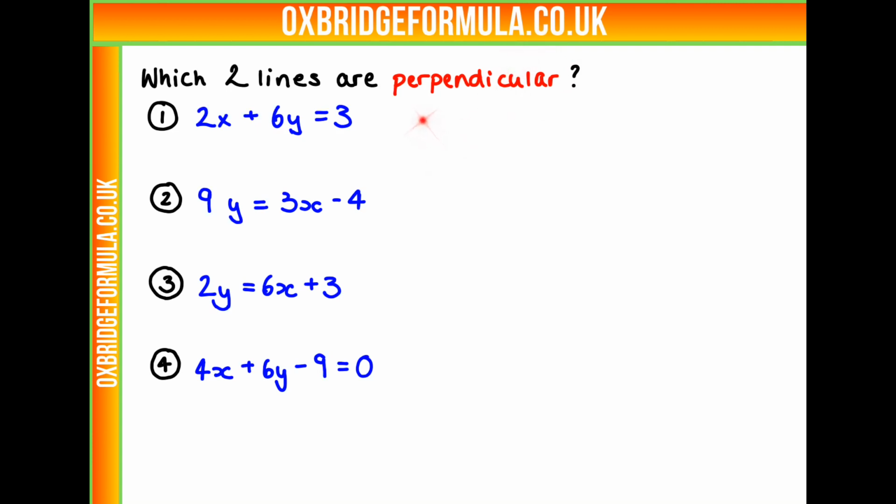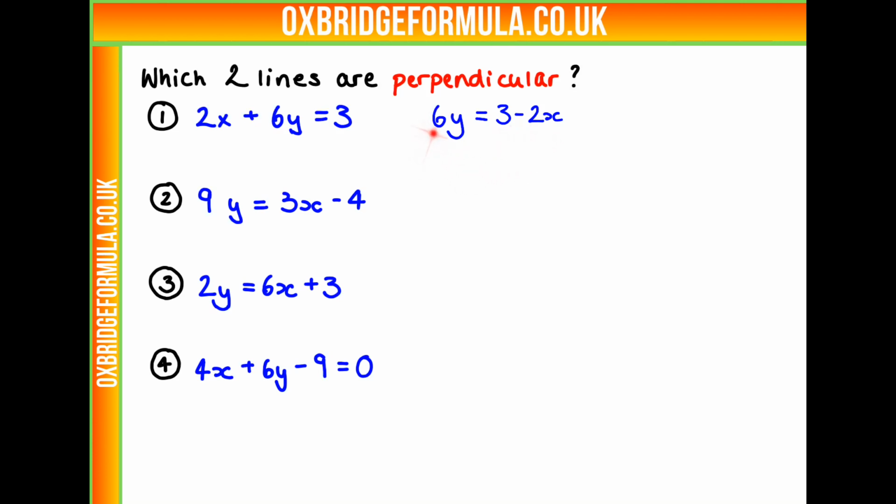So to do that, I'm going to rearrange it in the form y equals mx plus c, because we know that m is going to be our gradient value. So let's start with this top one. The first step I would do is separate y by itself. So we're going to just take 2x away from that side. We've got 6y equals 3 minus 2x.